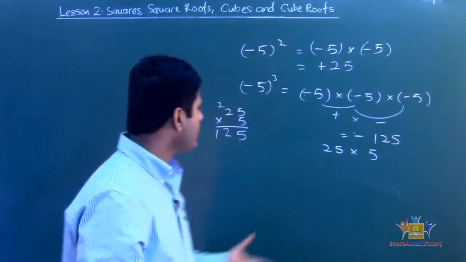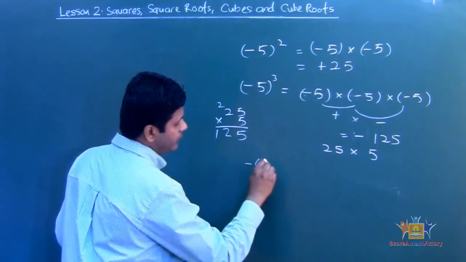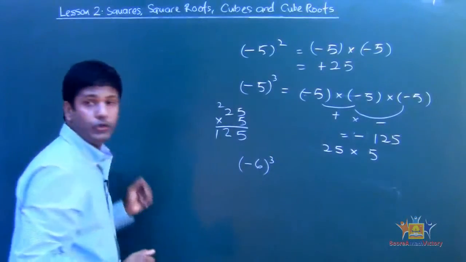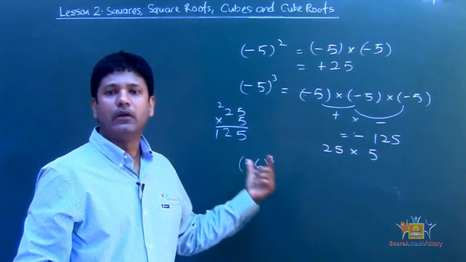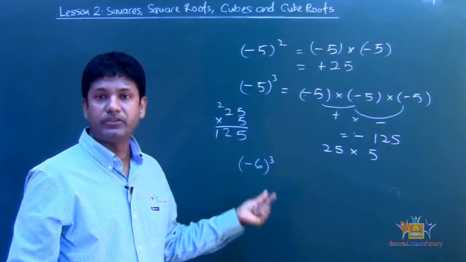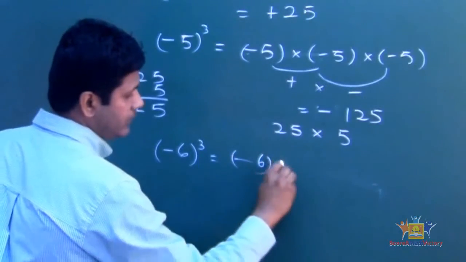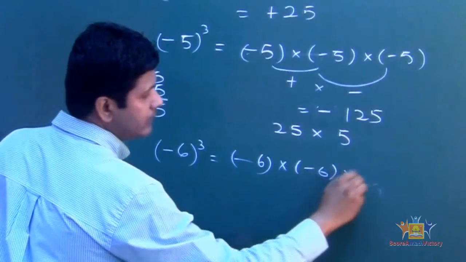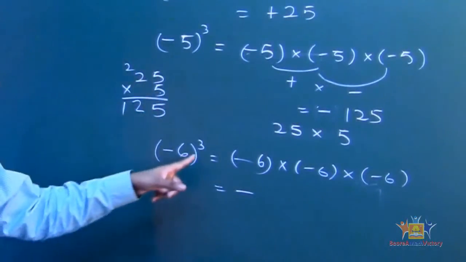Alright? Let's do another one. Let's say I give you negative 6 to the third power, or cube. Another way of saying it is negative 6 to the third power, which is cubing. You call that the third power. This is a power, or exponent. So that means negative 6 times negative 6 times negative 6. And you know your final answer is going to be negative because you're cubing.